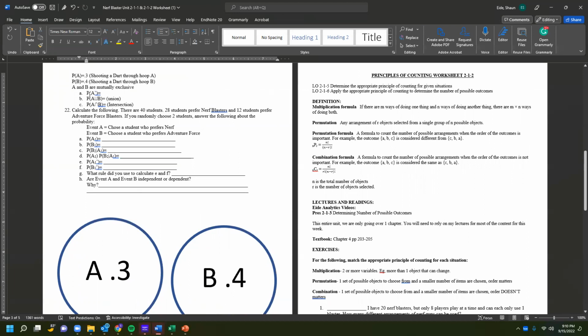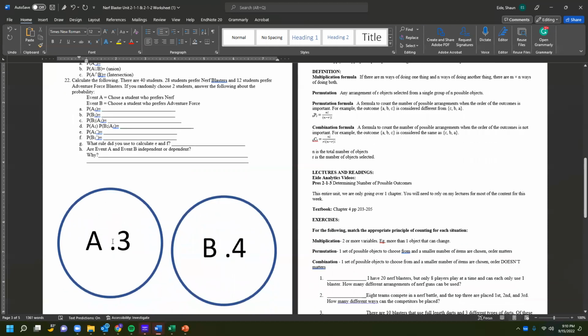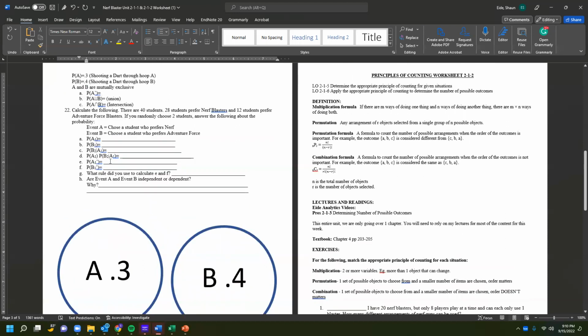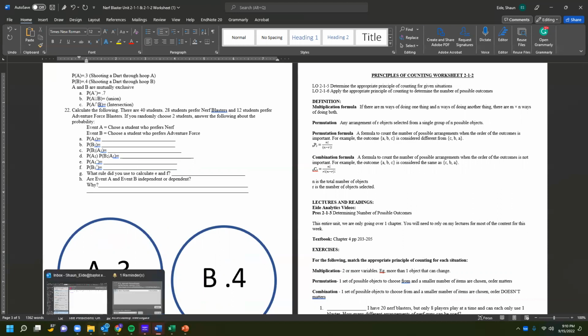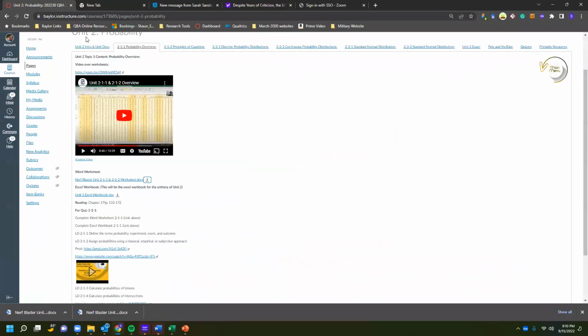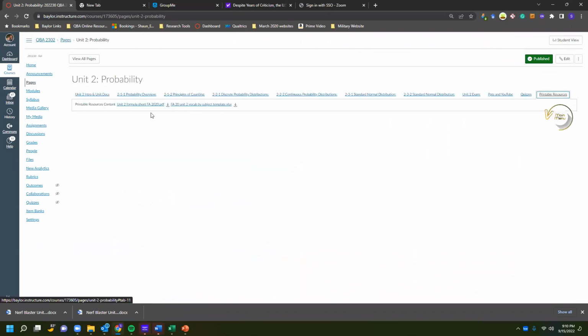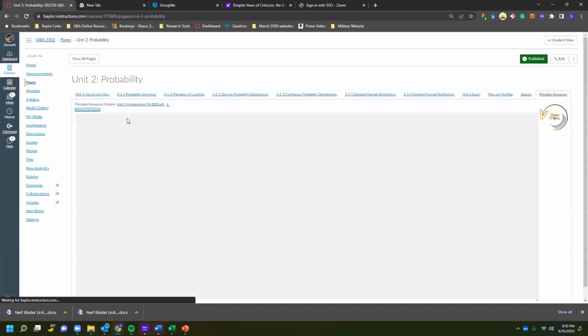Okay, so we have the probability of not A. The probability of A is 0.3, so the probability of not A is going to be 1 minus 0.3, and so it's going to be 0.7. And then you have a union, and if you pull up your formula sheet, let's go ahead and pull up our formula sheet. Let's go to printable resources, Unit 2 formula sheet.